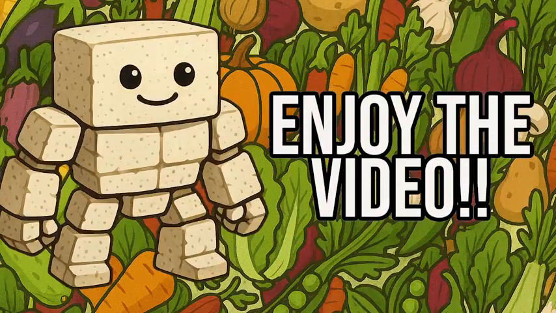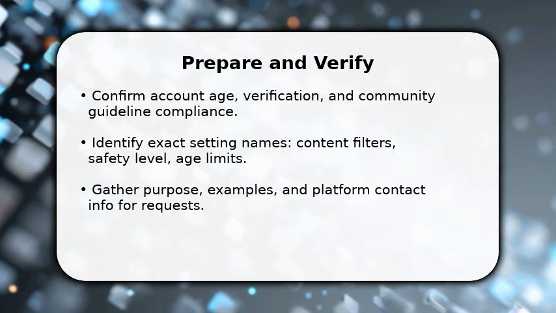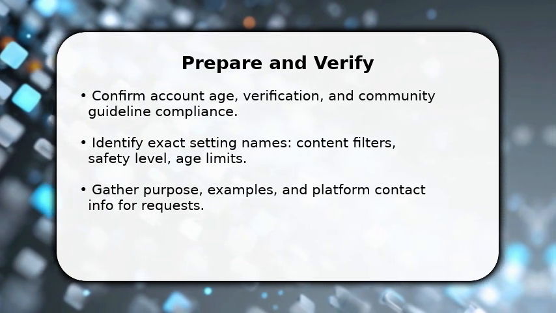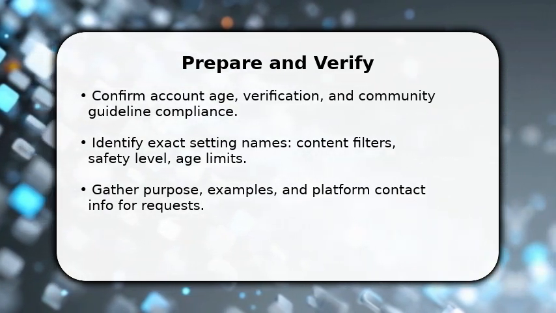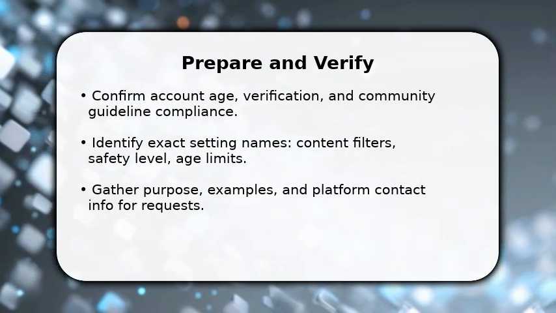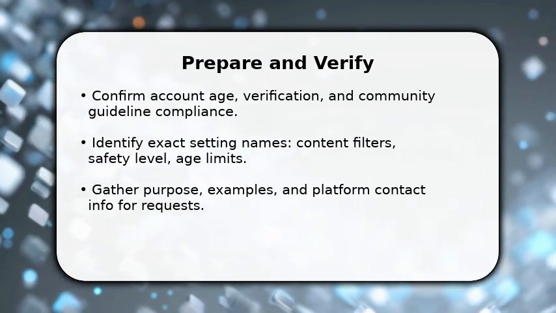You start by confirming your account status and that you meet platform rules. This prevents simple rejections. Once done, locate the exact filter or safety setting labels in the app so you talk about the right control. Make sure to collect a clear purpose and representative examples of the content you need.